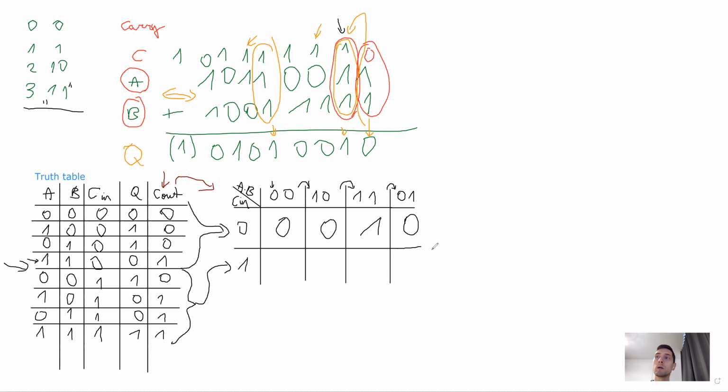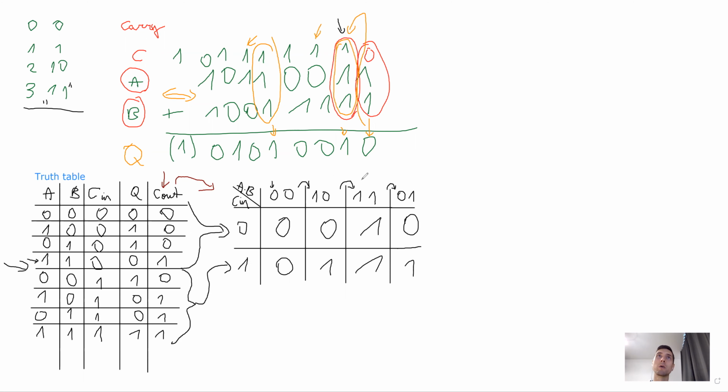So basically we need 2 or 3 ones to get 1 for carry out. In this case, 0, 0, 1 is just one 1, so it's 0. But here we have 2 ones, here we have 3 ones, and here we have 2 ones. So quickly filling this table in the head, the result will be like this. And you can check it against this table, you will get the same result. So this was the first step, truth table, then Karnaugh map.